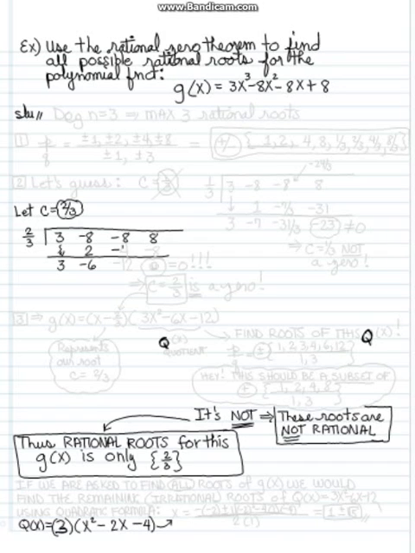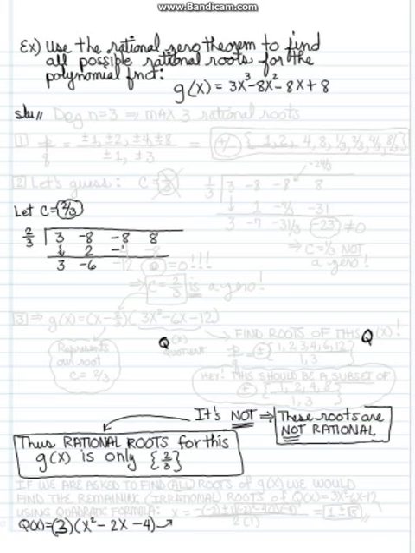Use the rational zero theorem to find all possible rational roots for the polynomial function g of x equals 3x cubed minus 8x squared minus 8x plus 8. They want us to find all the rational roots. Well, the first thing we note is the degree of the polynomial. It's a third degree polynomial.